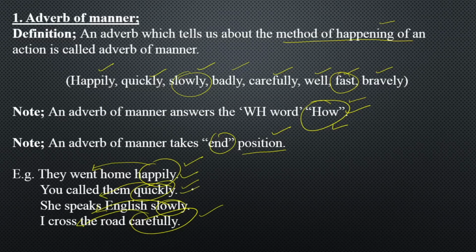So happily, quickly, slowly and carefully are adding something in the meaning of a verb and telling us the method of an action. It answers the WH word how and always takes end position. You can see happily, quickly, slowly and carefully are taking end position. There are some adverbs, sometimes they take mid position, front position and end position, but if you want to say that my sentence should always be correct, you need to put adverb of manner at the end, so it is going to take end position.